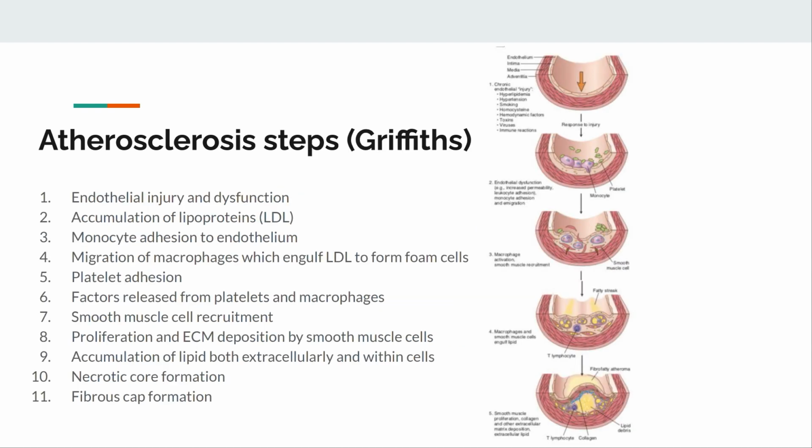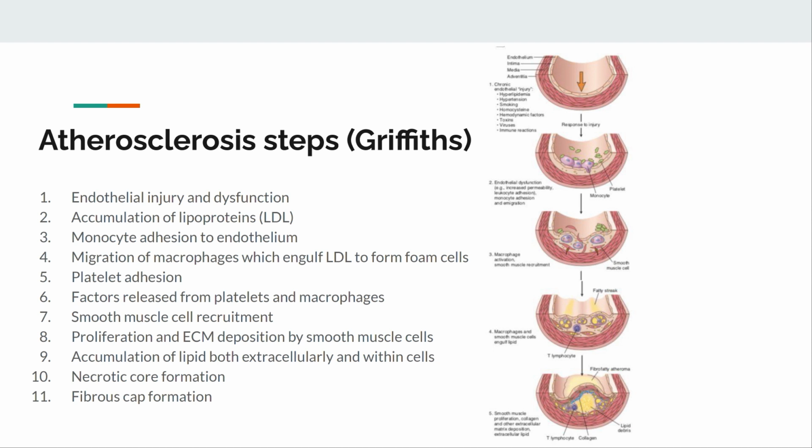I've listed here the steps in the atherosclerotic process. Important to note is that this is Griffith's atherosclerotic process steps. It's not necessarily what exactly happens in the real world, but this is something to know for Griffith's exams. So I've listed them here. Obviously, you begin with endothelial injury and dysfunction. You get accumulation of your lipoproteins, so your low density lipids, your LDLs. You get monocyte adhesion to the endothelium, monocytes being part of your immune system.